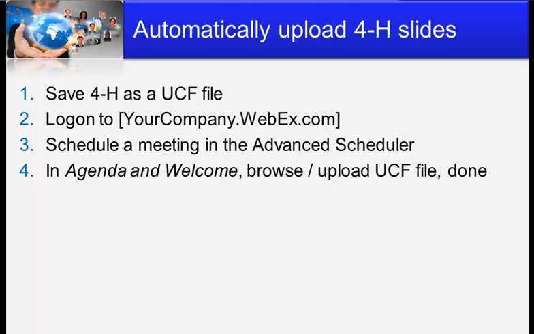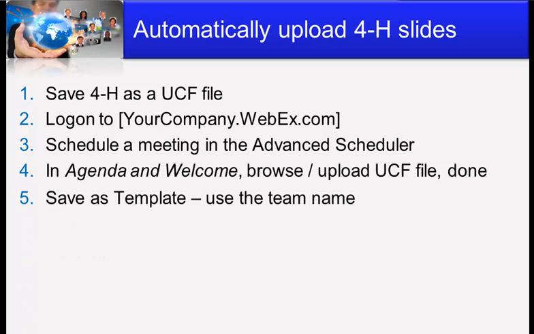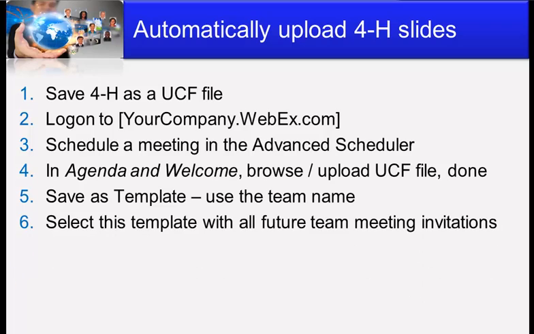Find the one that says Agenda and Welcome and click on it. Then about halfway down that screen, you're going to browse and upload that UCF file of those 4-H slides. When you're done, click Upload and then click Done. When all of that is complete, at the base of that scheduler screen is a Save As Template button. You're going to want to click on that, and you're going to give it the team name so you can find it when you're scheduling meetings out of Outlook or here. And then last of all, when you schedule any future meeting invitations, you will need to use the drop-down menu.